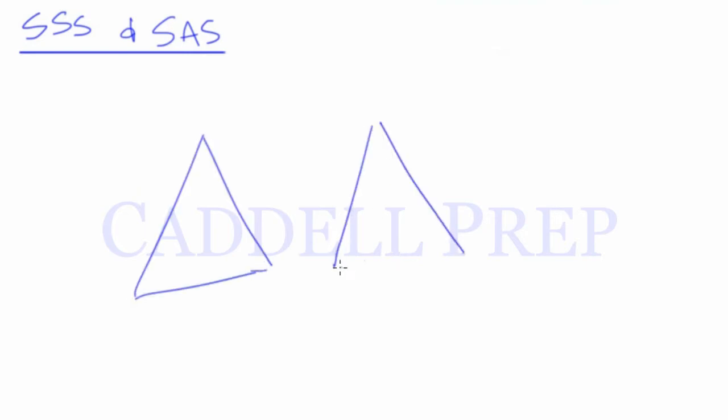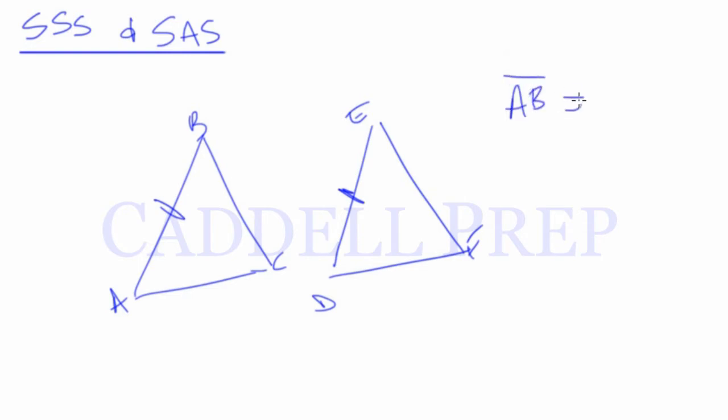Now let's look at side angle side. So again, let's say we have two triangles and we want to use side angle side. So let's say we have that AB is congruent to DE. And we're also given that angle B is congruent to angle E.